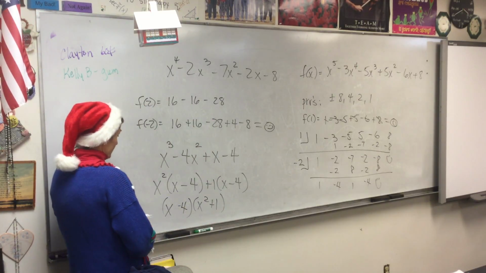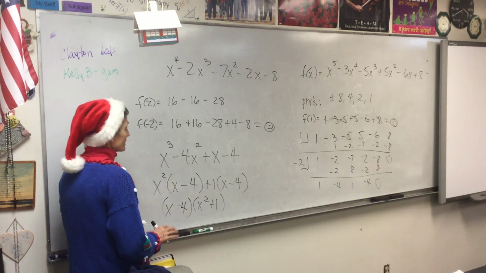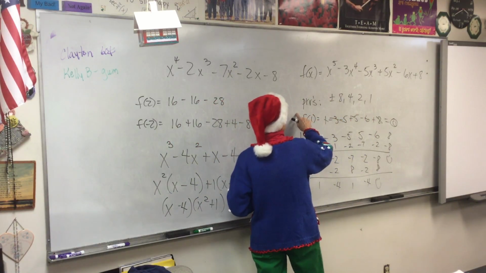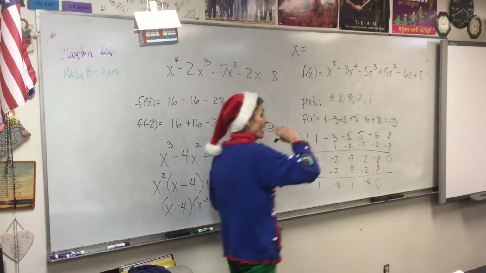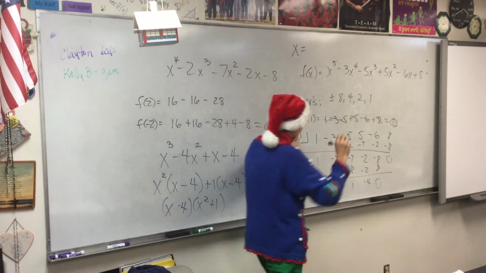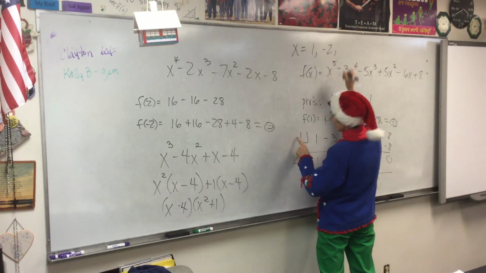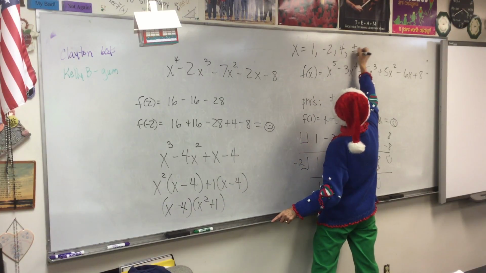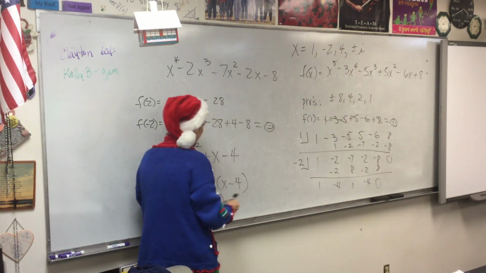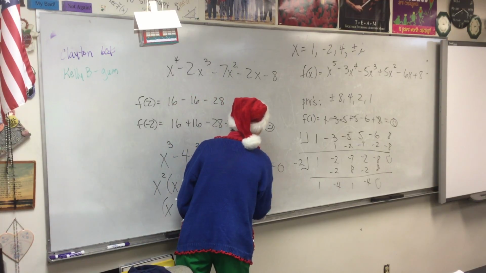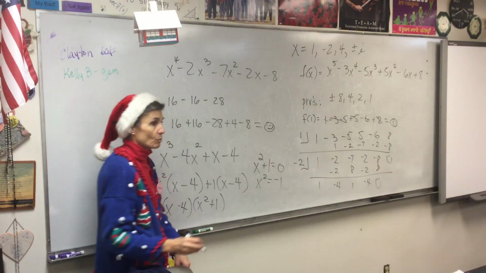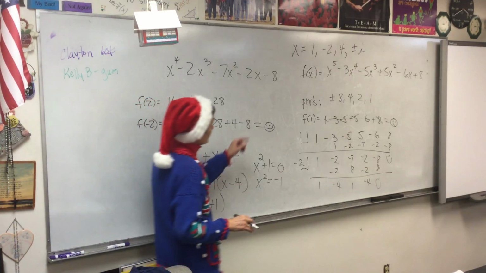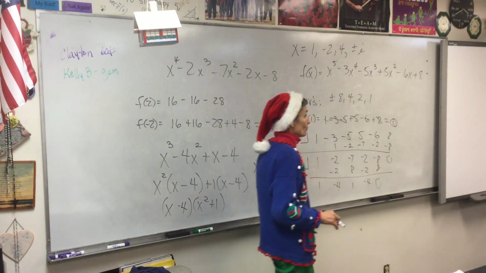Alrighty. Okay, so now I'm ready. The question was, what are the actual roots? These were the possible rational roots. Now I can tell you what the 5 actual roots were. They were 1 and -2 and 4 and plus or minus i. Because if I solve that, x squared plus 1 equals 0, x squared equals -1, and x equals plus or minus i, the square root of -1. So there would be the 5 actual roots.